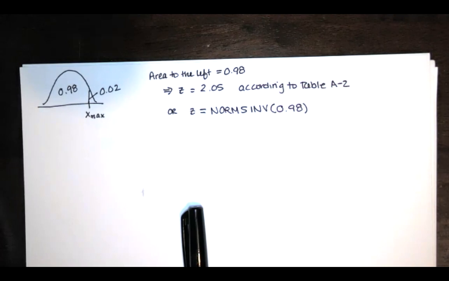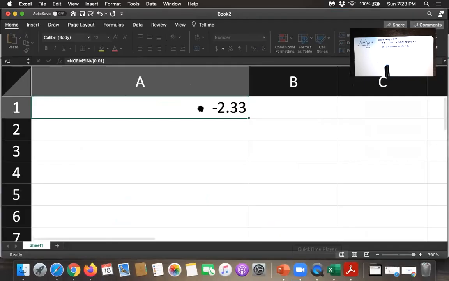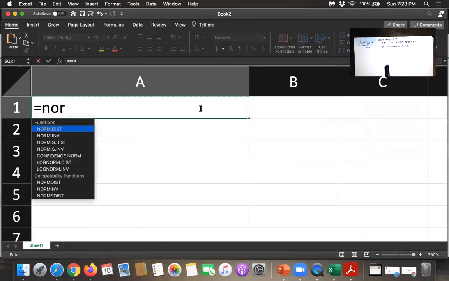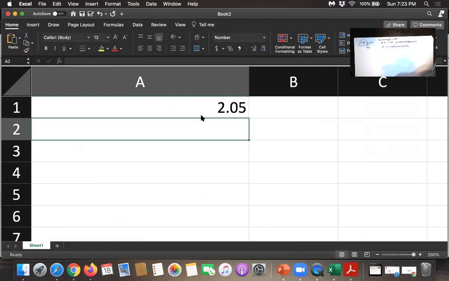Oops, I forgot to share my screen. There we go. So I type equals NORM.S.INV, open parentheses 0.98. I get 2.05, which is the same thing that I got using the table. So that's great.